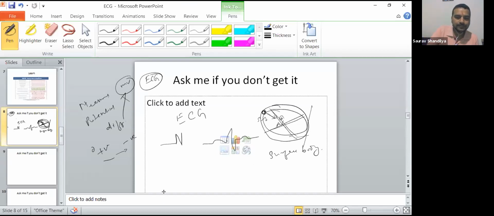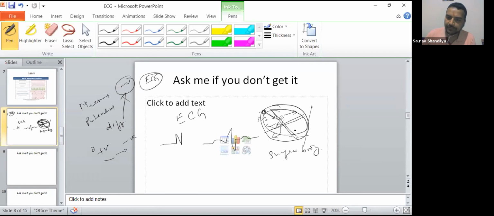Now let us put it in a scientific way. As the cardiac impulses pass down through the heart, electrical currents are spread into the tissues of the body. That's what I told you. So of course, it starts with the SA node, then across the heart it will spread.